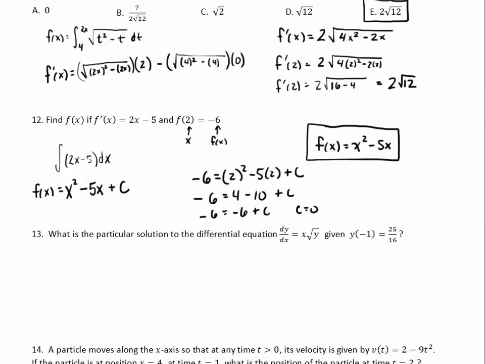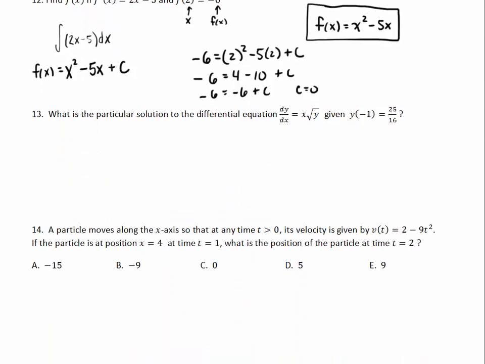Speaking of particular solutions, it looks like that's what we're doing on number 13 as well. It says, what is the particular solution to the differential equation dy over dx is equal to x times the square root of y, given that if we plug in negative 1 for x, we get 25/16 for y. So here we go. This is solving a differential equation.